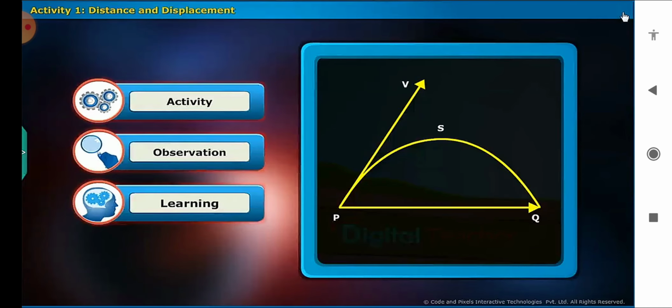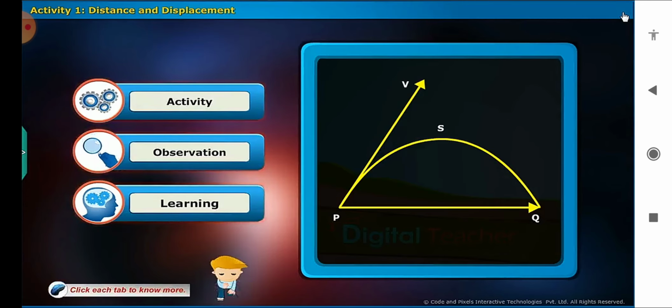Note: let us perform an activity for drawing path and distinguishing between distance and displacement. Click each tab to know more.